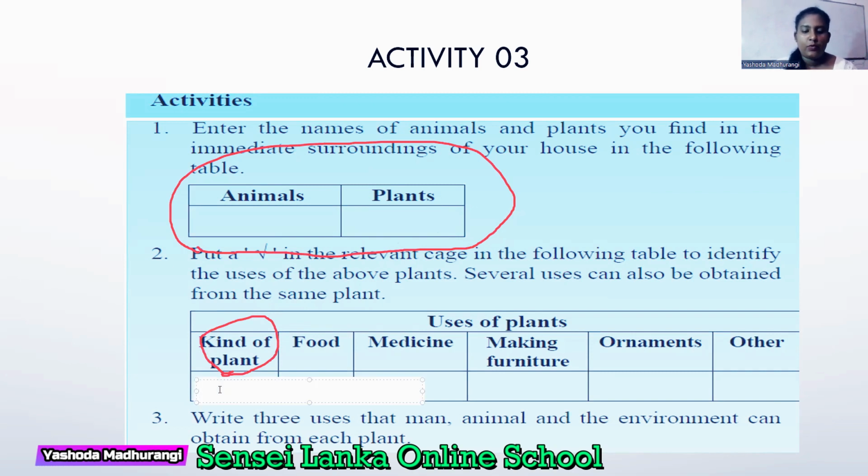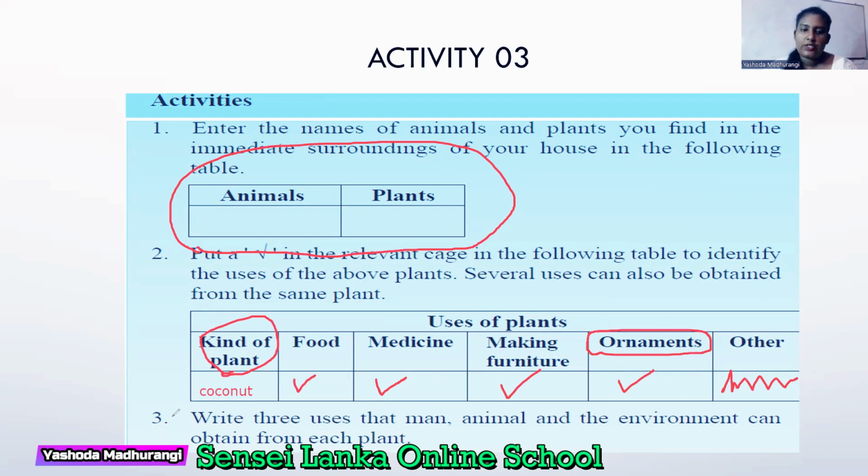For example, if you find coconut, if you use it as a food, you can put a tick here. If you use it as a medicine, yes, it is a medicine. Then do we use coconut for making furniture? Yes. For making ornaments, that means beautiful decorations by using coconut shells. So it is correct. If there are any others, you can write them here. So this is the way of doing number 2.